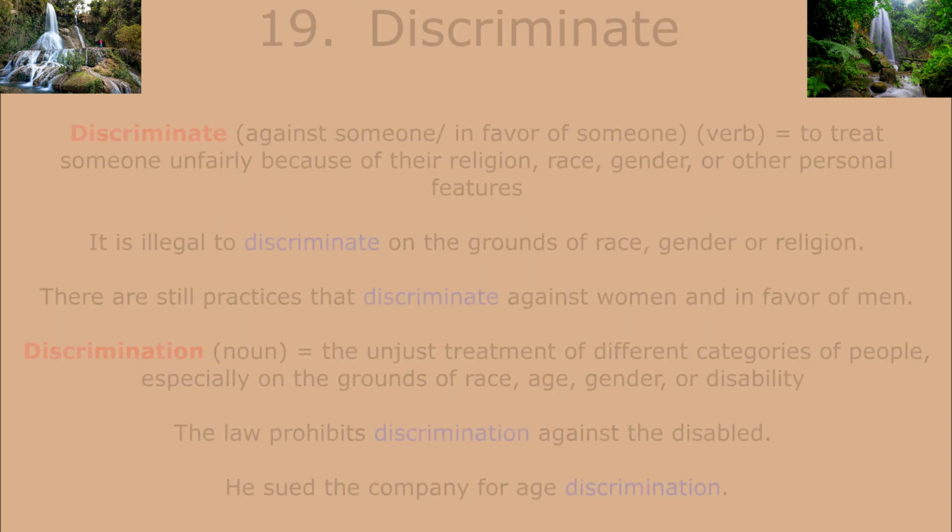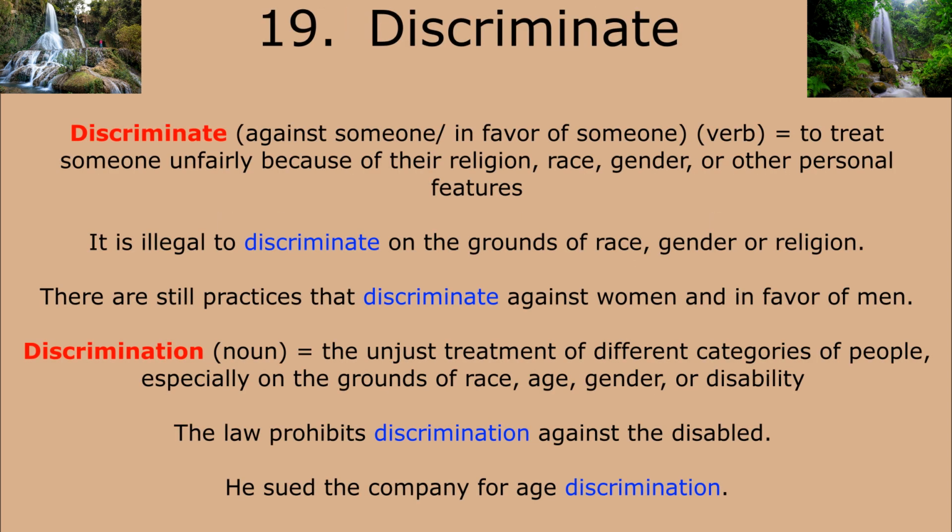The word number 19 is the word to discriminate against someone or in favor of someone, which means to treat someone unfairly because of their religion, race, gender, or other personal features. For example, it is illegal to discriminate on the grounds of race, gender, or religion. There are still practices that discriminate against women and in favor of men.